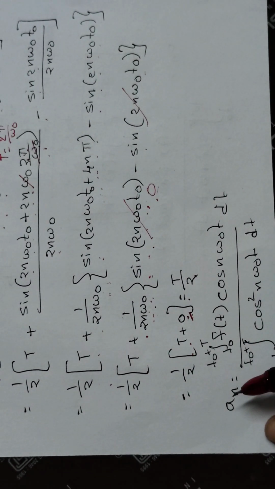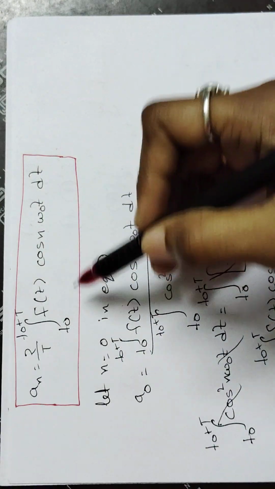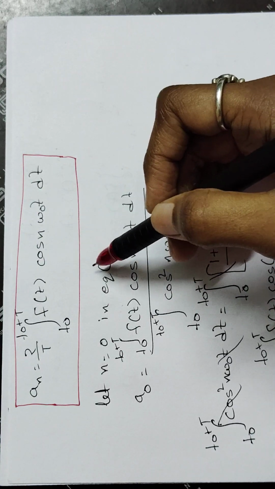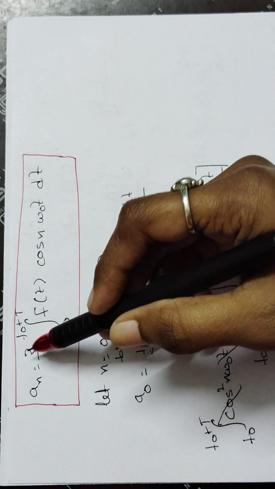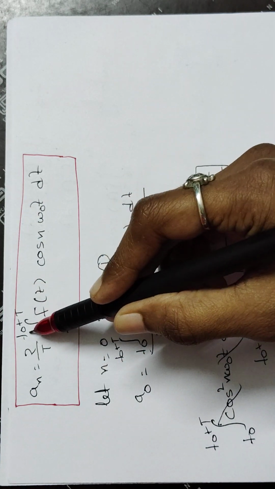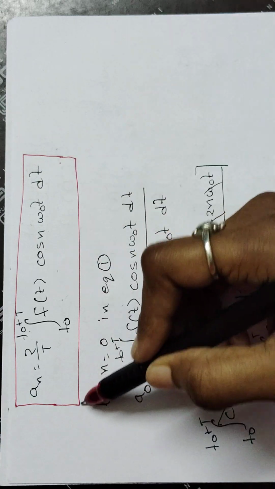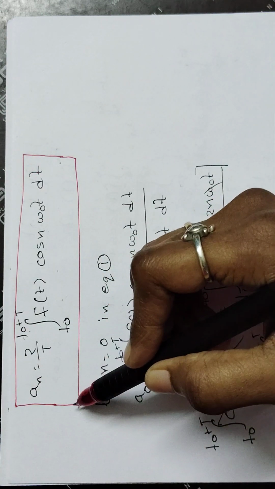Now what is the an value? An value is what? This one. We have to find this value, cos square n omega naught t. What is that value? T by 2. Now the denominator part we are getting t by 2. If you send it to the numerator side, that is 2 by t integral t naught to t naught plus t f of t cos n omega naught t into dt. So this is the an value.